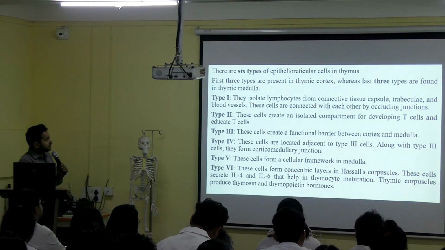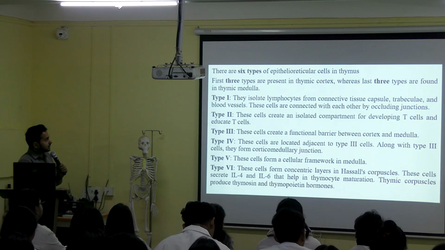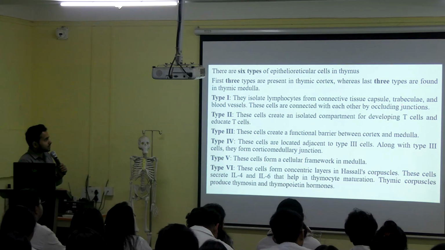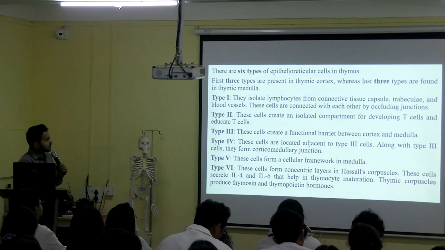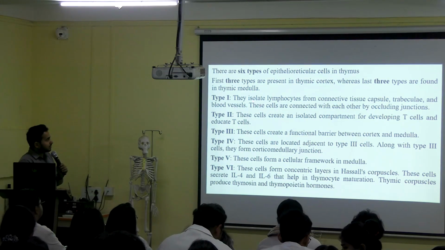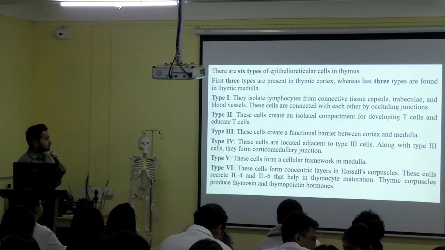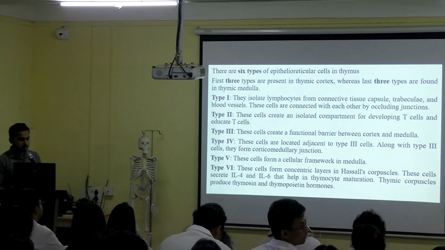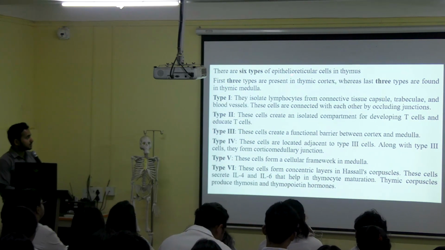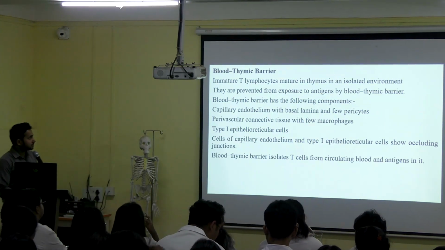Now type 1, what do they do? They isolate the lymphocytes from the connective tissue capsule, trabeculae and blood vessels. These cells also help in the formation of the blood-thymic barrier. So those are the 6 different types of epithelio-reticular cells along with their functions.